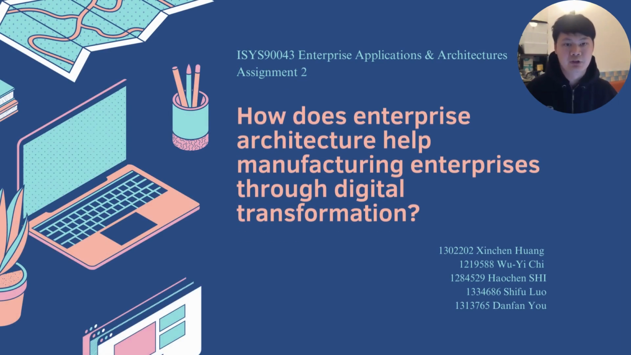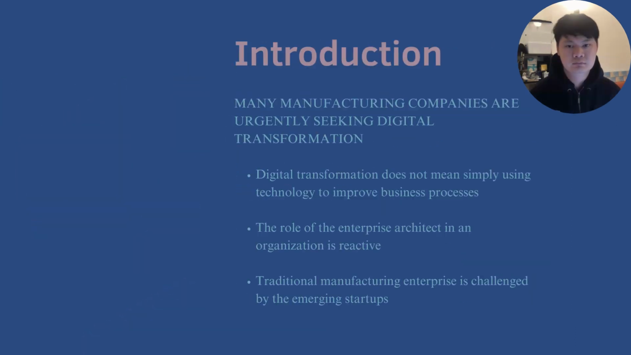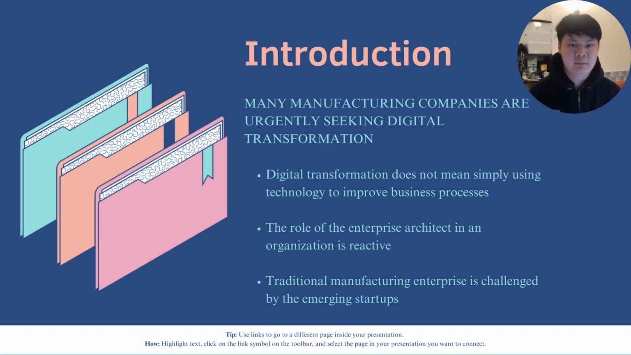The topic we are going to discuss today is how does enterprise architecture help the manufacturing industry through digital transformation? Many manufacturing companies are pursuing digital transformation. In fact, an estimated 900 billion is wasted. This shows that 70% of digital transformations fail to achieve their goals.